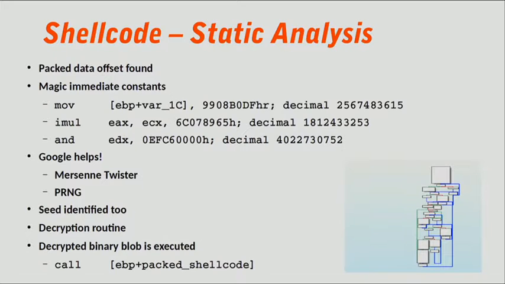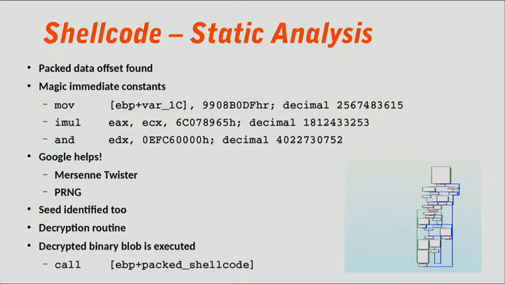So at the beginning, somewhere here, it finds where it is in the memory. Then it finds the location where the packed data starts, the data which was not interpreted by IDA. And then I see some magic immediate constants. So this 9908 like this doesn't make any sense at all, either in hex or in decimal. Neither does this, neither does that. But constants, magic numbers are always a good starting point to understand code, and Google helps.